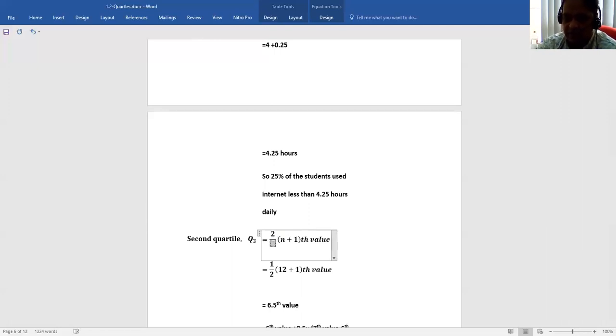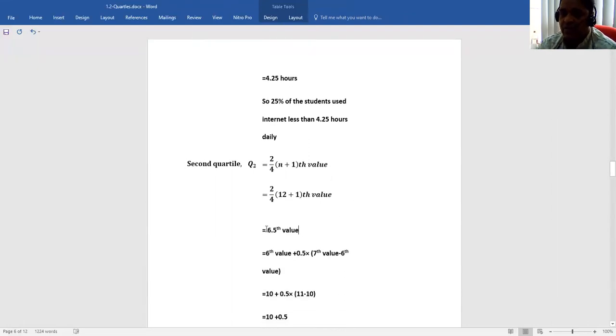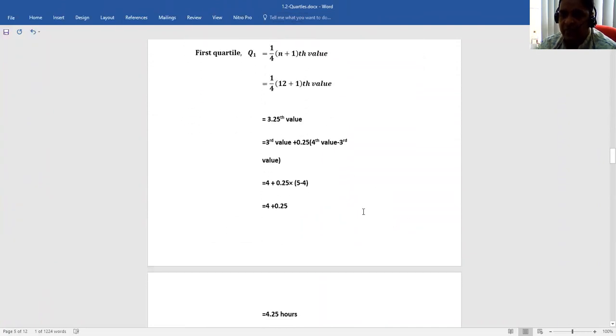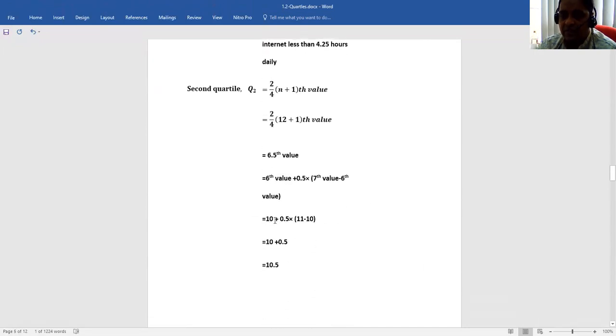For quartile 2, we use the same formula as before, 2 over 4 times n plus 1. If we do it, we'll get the 6.5th value. What is the sixth value? Go to the data: 1, 2, 3, 4, 5, 6. So the sixth value is 10. So for the second quartile, we put the sixth value, 10.